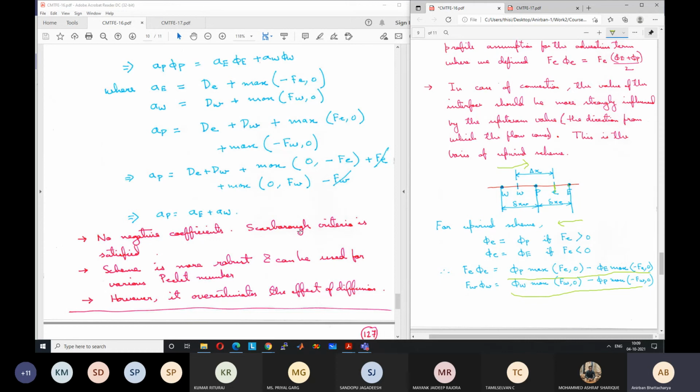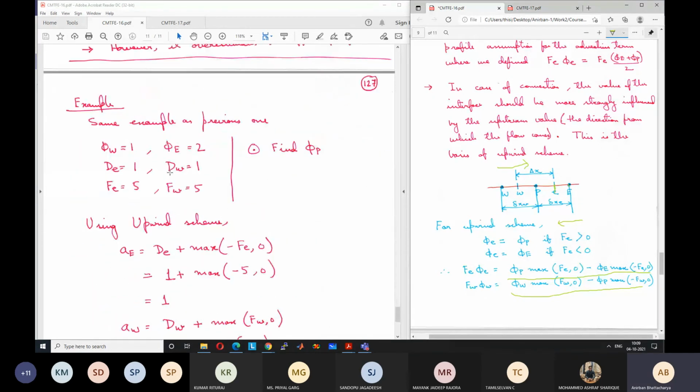We will go back to our previous example. What was the previous example? Phi_W equal to 1, phi_E equal to 2, De equal to 1, Dw equal to 1, Fe equal to 5, and Fw equal to 5. And we wanted to find phi_P, and we found that with these values, the central difference scheme failed.